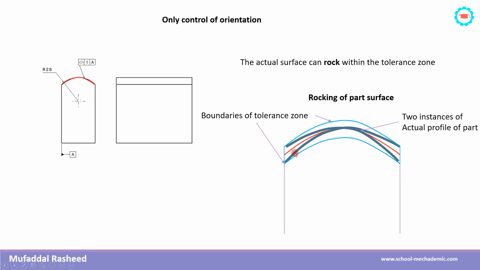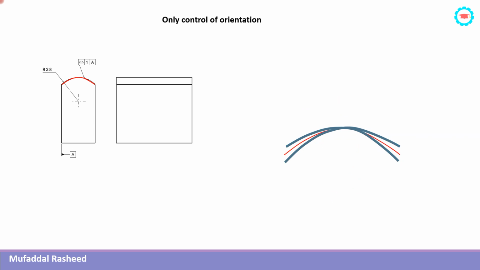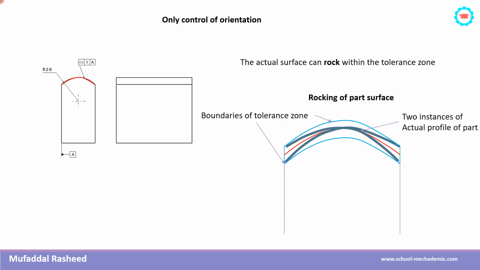So this is an image in 2D, but actually it happens in 3D. So the 3D rotation of the red color actual surface has to be within the two blue color lines or blue color boundaries.